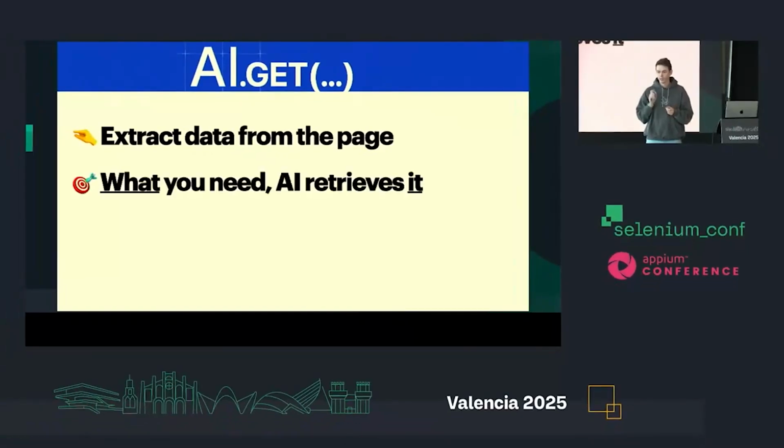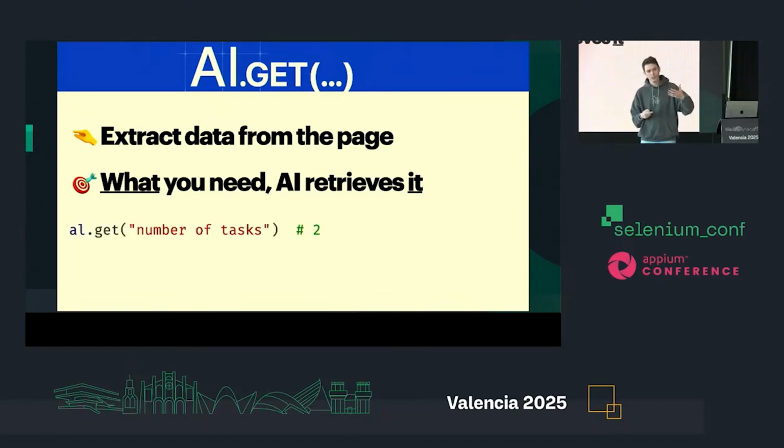Last but not least is get, which is a way to extract data from the page. Again, you tell it what you need, and Alumnium figures out, based on the page contents, what's there. And the information you try to get is not necessarily within a single element. It can span across multiple elements. It can actually be not presented in a direct manner on the page, but it can be inferred.